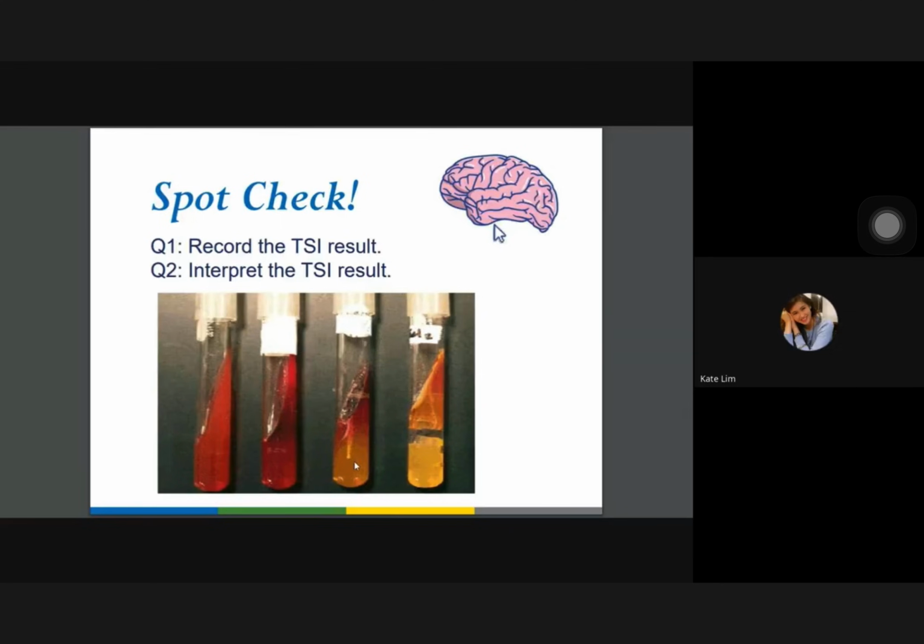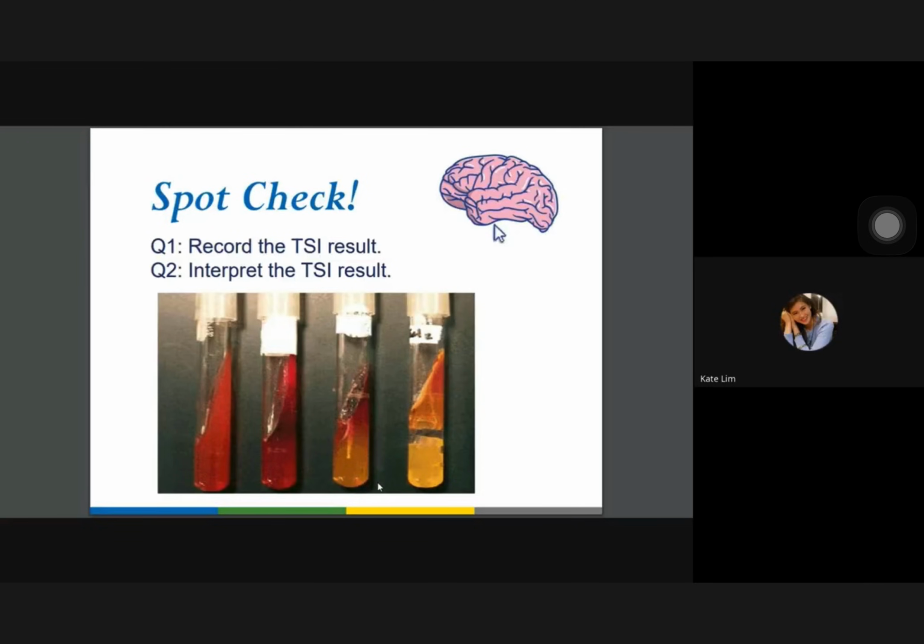How about the third tube right here? For the third tube, let's check the slant. What's the color of the slant? That would be red. How about the color of the butt? That would be yellow. So if we have a red slant and a yellow butt, that would tell you that the slant is alkaline and the yellow butt is acidic. So how are we going to report our result? That would be K over A.